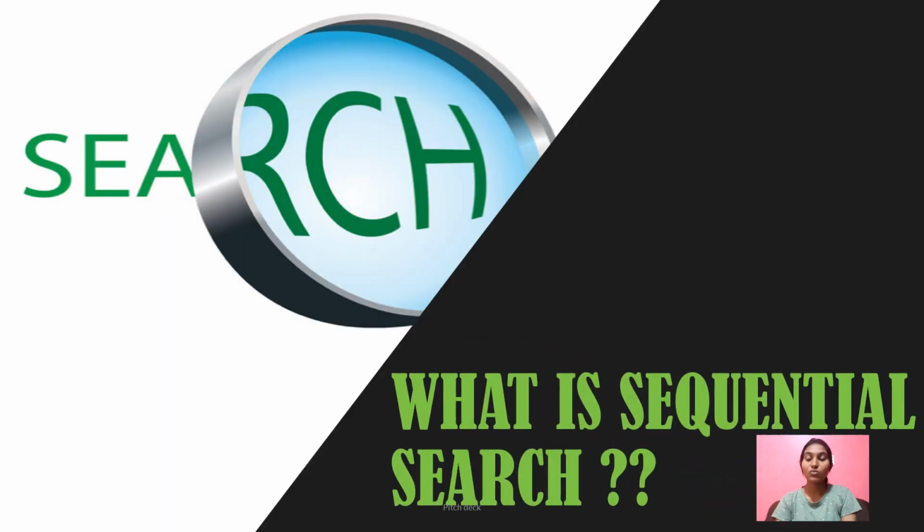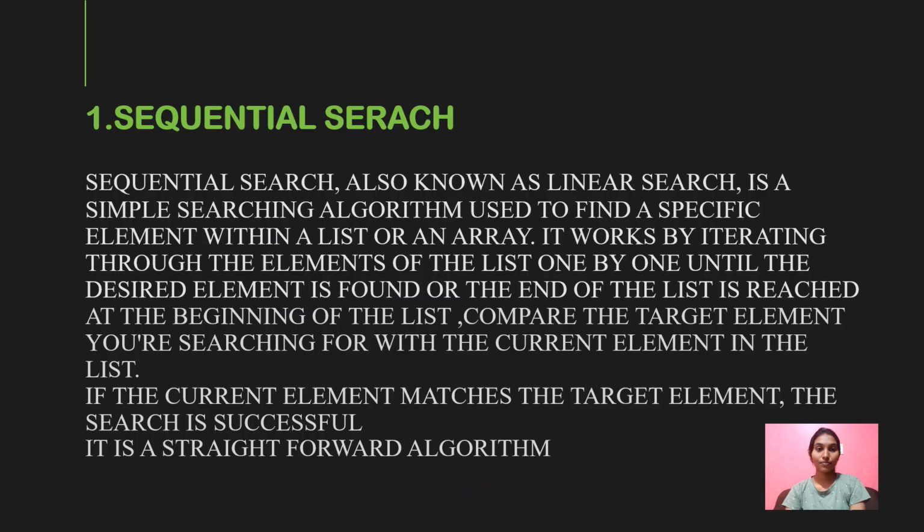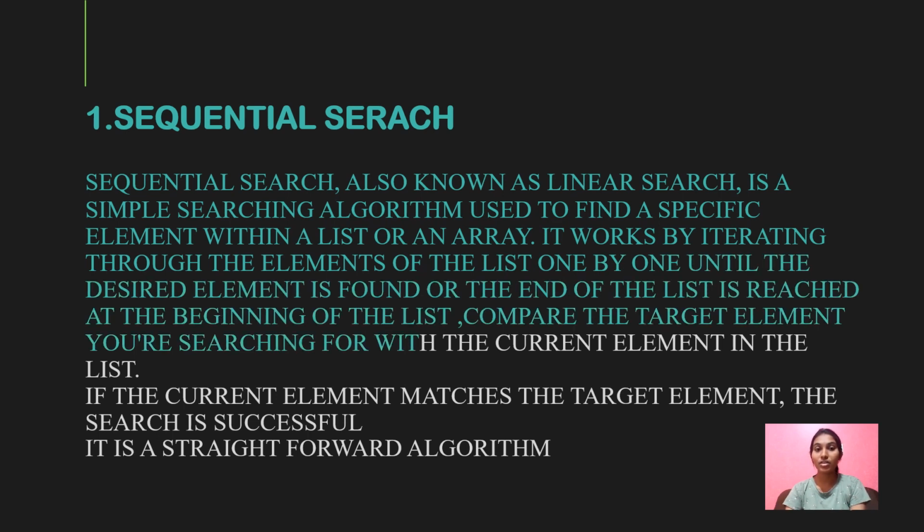Firstly, let's discuss what is sequential search. Sequential search, which is also known as linear search, is a simple searching algorithm used to find a specific element within a list or an array. Suppose we have to find a specific element in the list, we use a sequential search. It works by iterating through the elements of the list one by one until the desired element is found or the end of the list is reached. Until we find the desired element or until we reach the end of the list, we keep on iterating the elements that are present in the list.